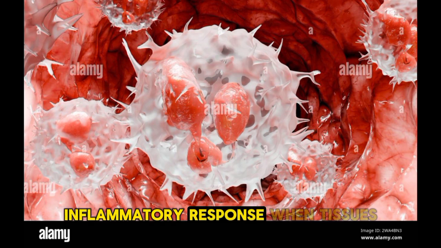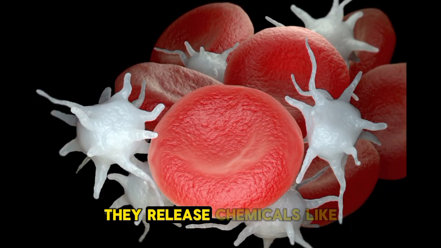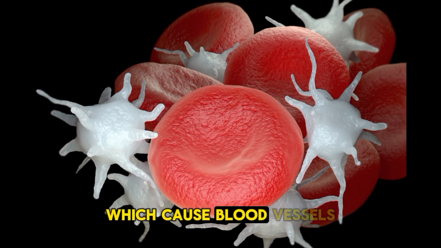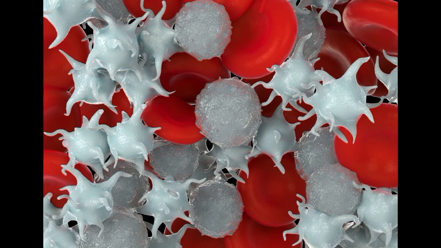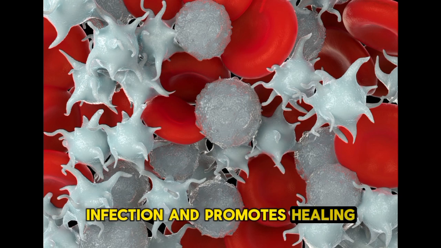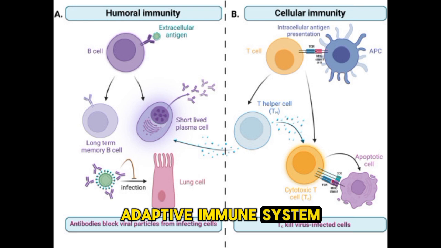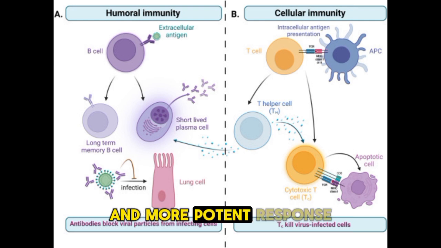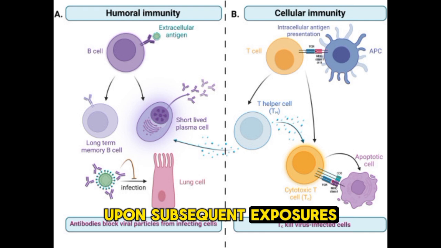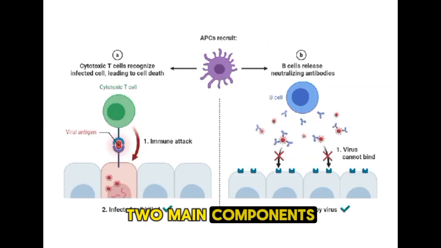Inflammatory response. When tissues are injured, they release chemicals like histamine, which cause blood vessels to become more permeable, allowing immune cells to enter the affected area. This leads to inflammation, which helps isolate the infection and promotes healing. Adaptive immune system. The adaptive immune system is more specialized and can remember specific pathogens, leading to a faster and more potent response upon subsequent exposures. It is divided into two main components.